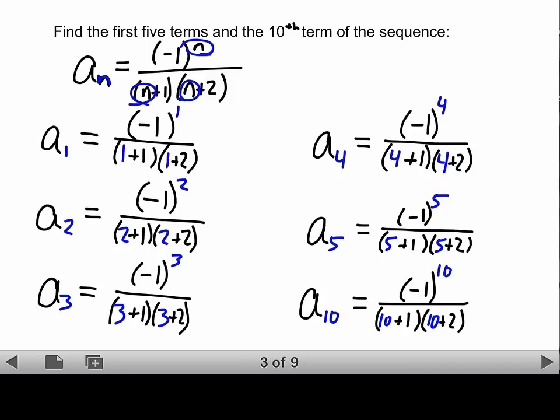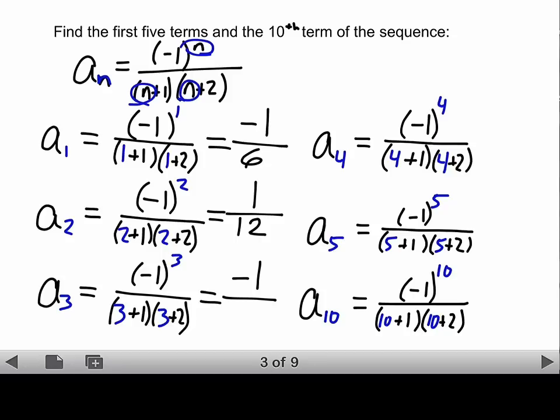So a sub 1 is going to be negative 1 to the 1, so that just means that it's a negative number, right? Negative 1 divided by 2 times 3, so 6. A sub 2 is going to have negative 1 squared. That's a positive 1 in the numerator. So that's what that negative 1 to the n does. It makes it so that terms are positive or negative. And then in the denominator we have 2 plus 1 times 2 plus 2, 3 times 4. That gives me 12. A sub 3 is negative 1 cubed in the numerator, so that's a negative 1.